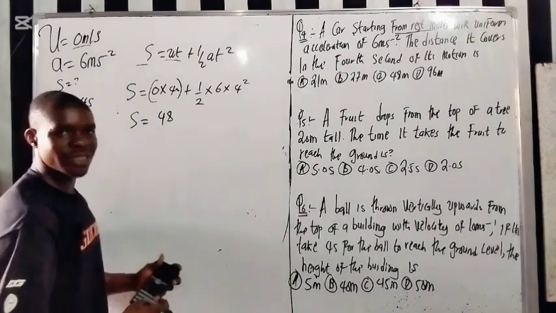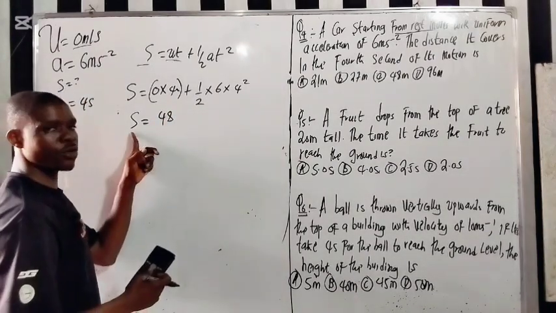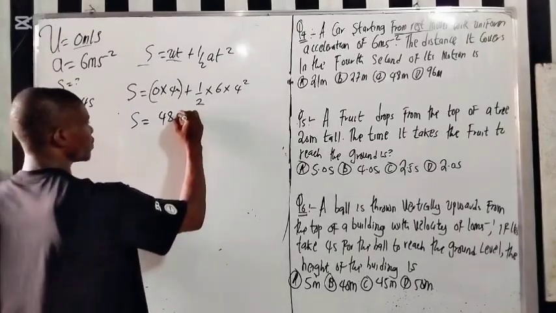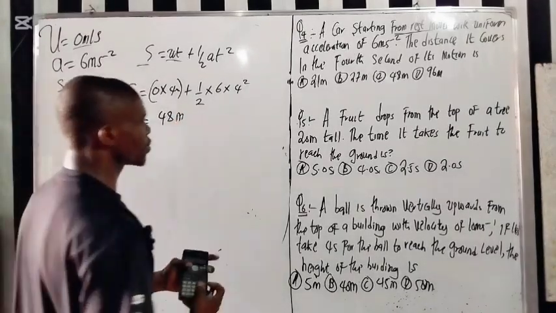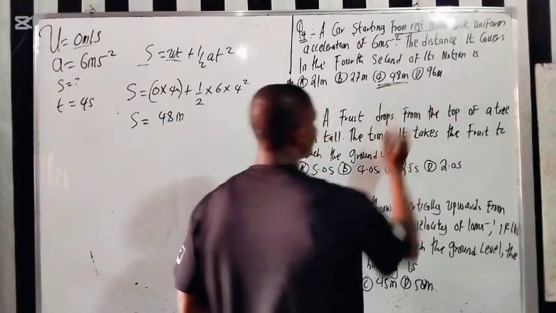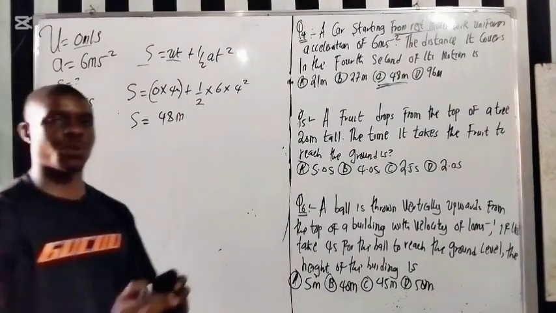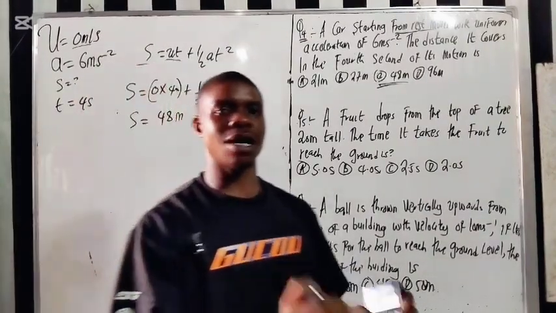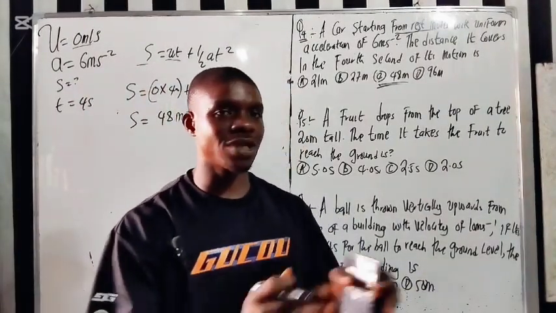Now, what is the unit of distance? Is meter. So the answer is what? Is C. Answer is what? Is C. So this is a typical JAMB question. All these questions are from your JAMB past questions. Do you understand? They are from your JAMB past questions.